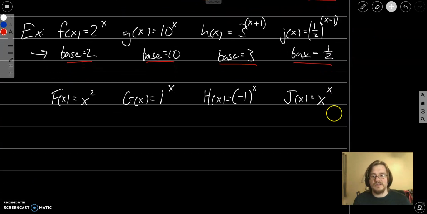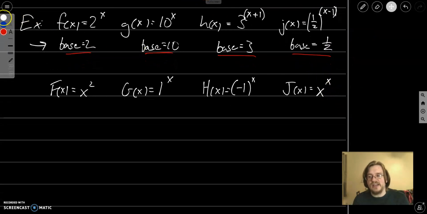Let's look at some of these other functions which are not exponential functions. So here we have x squared. 2 is an exponent, but the variable must be in the exponent. Here, 2 is just a fixed exponent, so the exponent isn't changing. So this is not an exponential function.